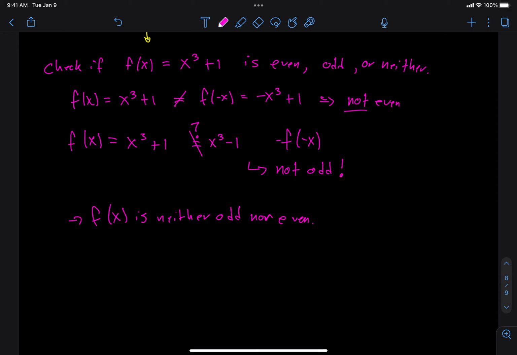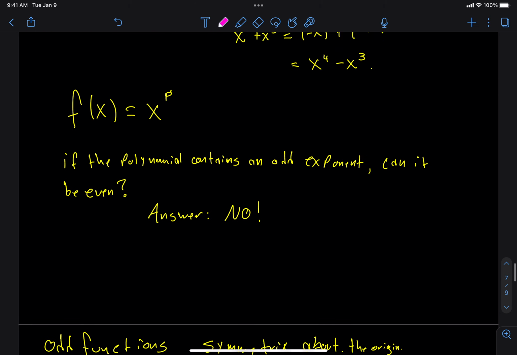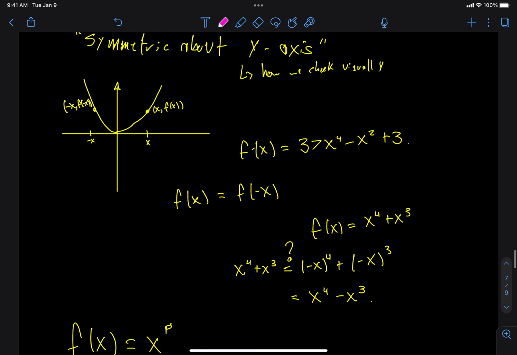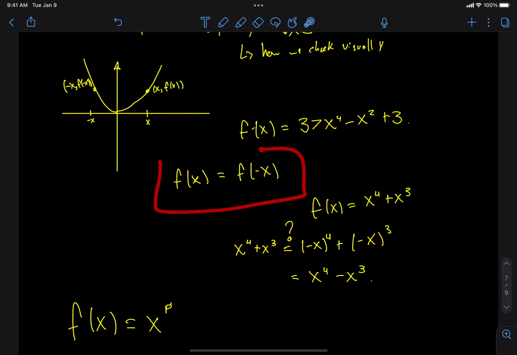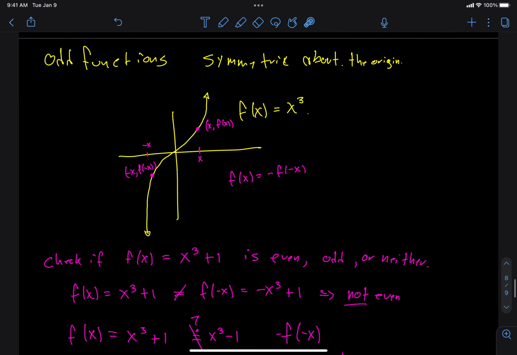Plug in negative x. If it's equal to f of x, then we're even. If it's equal to the negation of f of x, then our function is odd. If you have a picture, you can just observe the natural symmetry. But if you don't have a picture, you need to use the definition. For even, that definition is f of x equals f of negative x. For odd, that definition is f of x equals negative f of negative x.